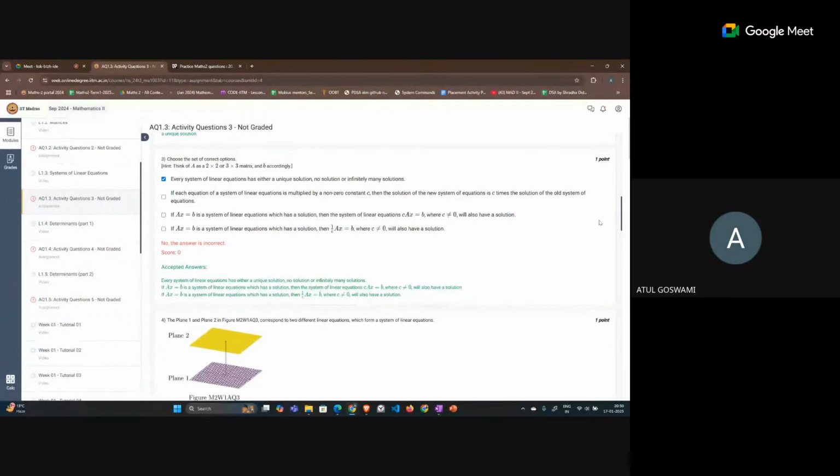Yeah. So in the second option, what was happening? We are multiplying c on both sides. Both sides means we are multiplying b also with c. But here, in the fourth option, we are just multiplying the coefficient matrix only. Okay, is that clear? Whatever you are trying to ask.